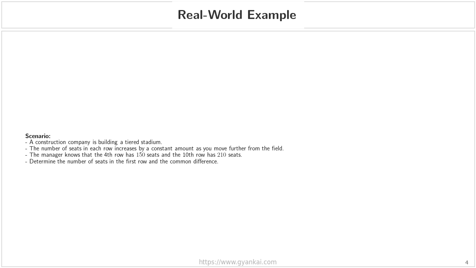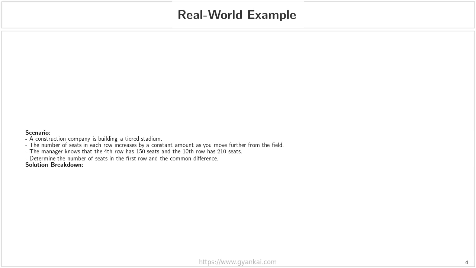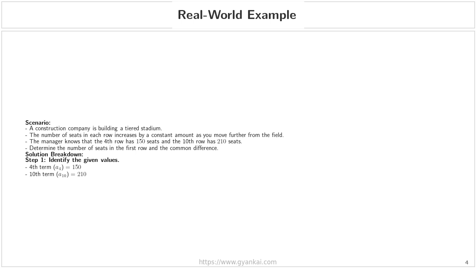Our goal is to determine how many seats are in the very first row and to find the common difference, which is the number of seats added each row. Let's break down the solution step by step. In step 1, we identify our given values. From the problem, we know that the fourth term, a sub-4, equals 150. We also know that the 10th term, a sub-10, equals 210.